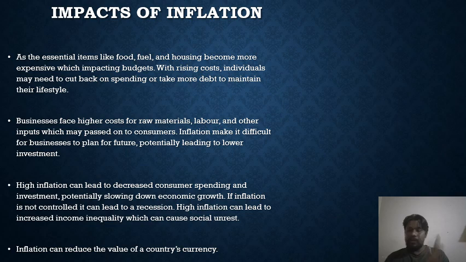Now, the impact of inflation on the economic growth of any country or everyone's life. As essential items like food, fuel, and housing become more expensive, it impacts budgets. Yes, there is a disbalance of everyone's budget. With rising cost, every individual may need to cut back on spending or take more debt to maintain their lifestyle. So when there is inflation, everyone's budget gets disturbed. Everyone needs to balance their lifestyle or their budget. So it creates imbalance in everyone's life.